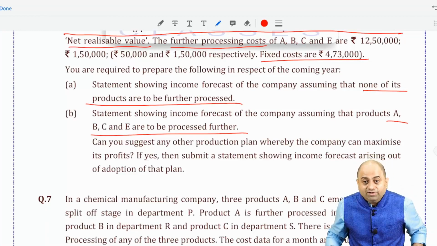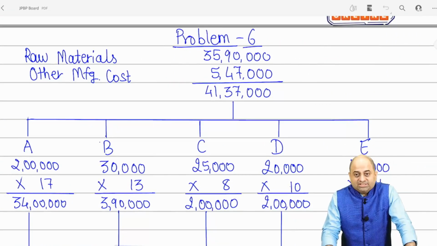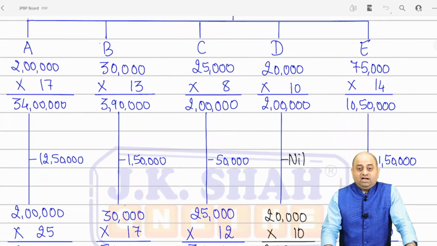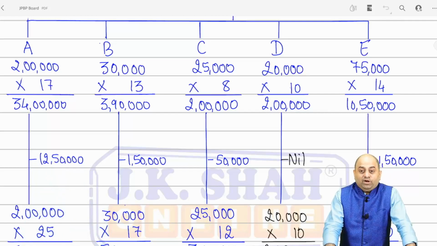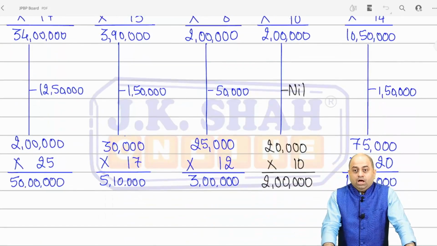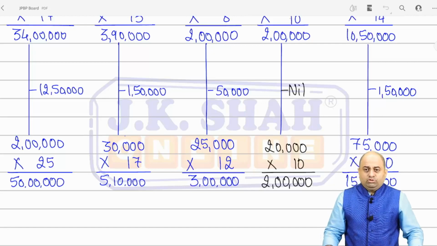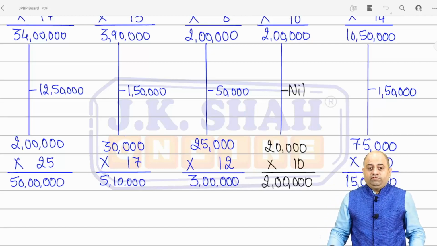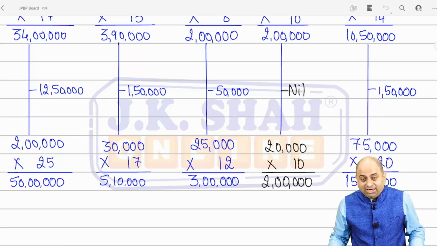That was a point which I wanted to explain, apart from all the other points which I already spoke. Dear friends, now bringing the chart in front of you. Just a second. There you go. I have even written the joint cost and then the chart. 34 lakh, 390, 2 lakh, 2 lakh and 1050. Those are sales value at split off point. Furthermore, below you can see, make me invisible. As you can see, those amounts 50 lakh, 510, etc. Those are nothing else but final sales value. Something which is written in the middle is post separation cost. The question asks you to prepare income forecast. Very easy to create all that.